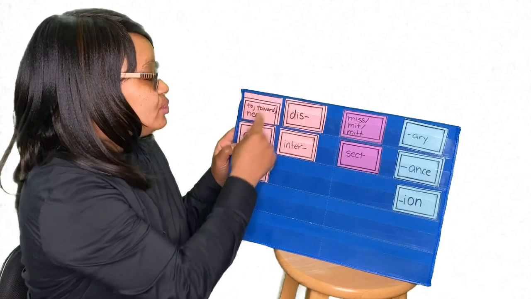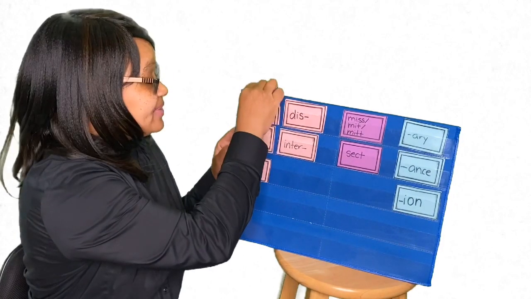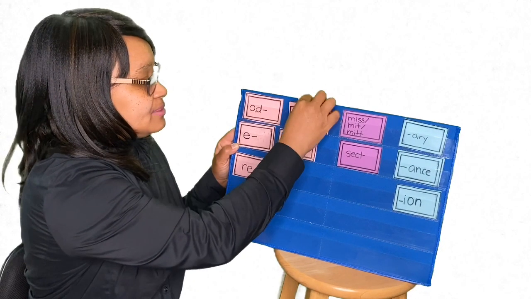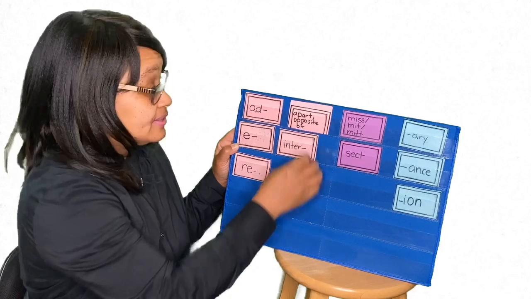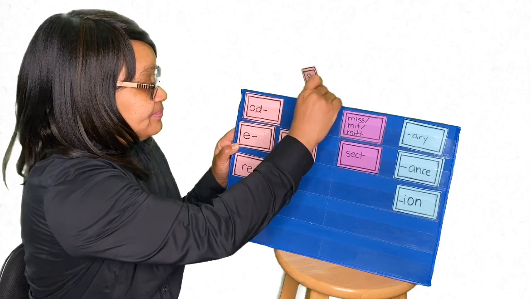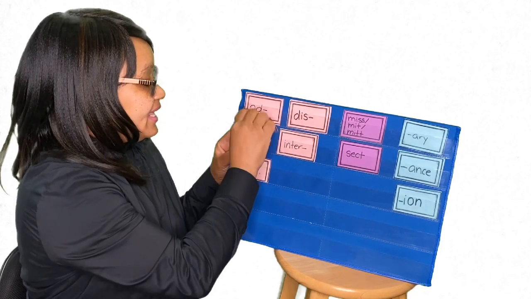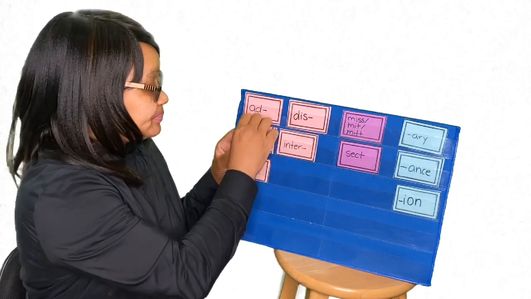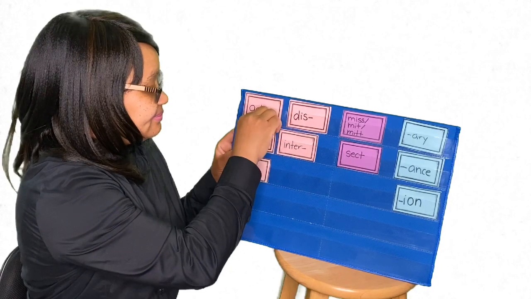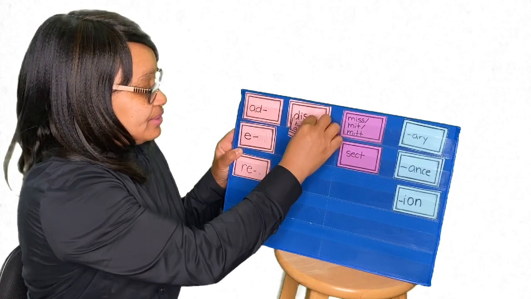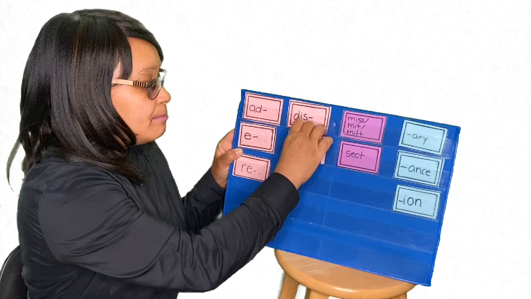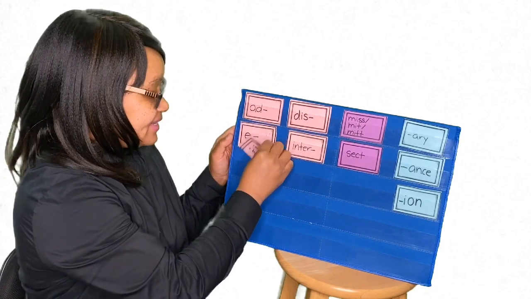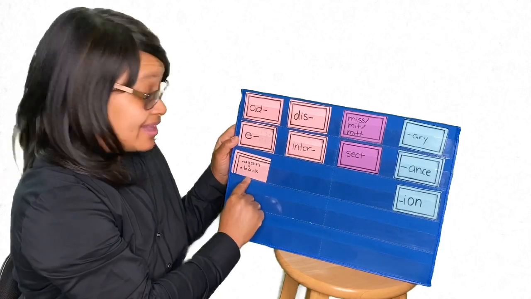Ad means to, toward, or near. Dis means apart or opposite of. E means out, away, or from. Inter means between or among. And re means again or back.